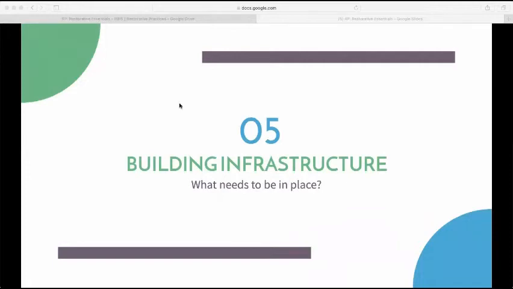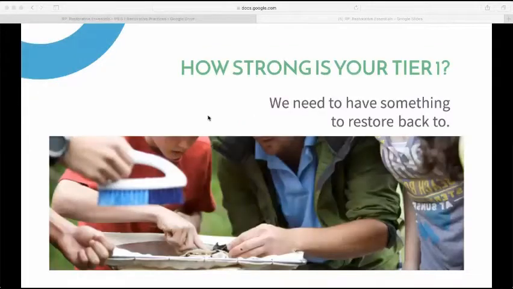Module 5 is about building infrastructure to support restorative practices with fidelity. So, what needs to be in place? The word restorative has the root restore, and restore assumes something was there but then was damaged or lost. Before we can restore, we need to have something to restore back to. So it is necessary to have strong tier 1 practices in place.